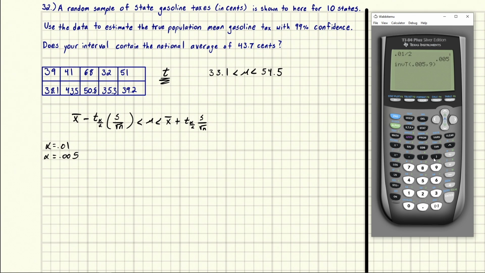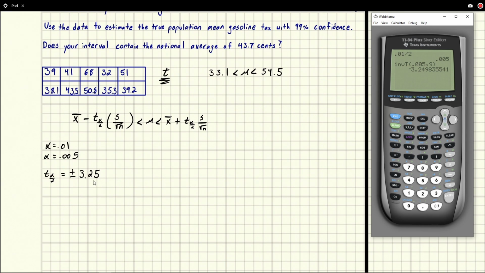That's all it wants. We hit enter, let it think, and it gives us a t-score. So our t of alpha over 2 is equal to plus or minus. I know it says minus, but the distribution is symmetric, so you can take the positive version as well. And we get this value. Now let's go ahead and get this in the chart as well, just to show you the other way.